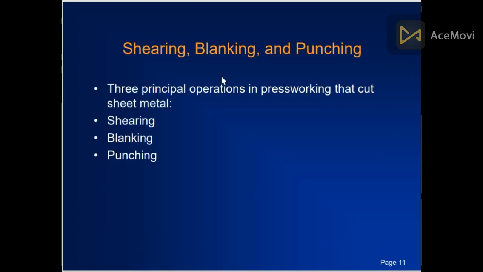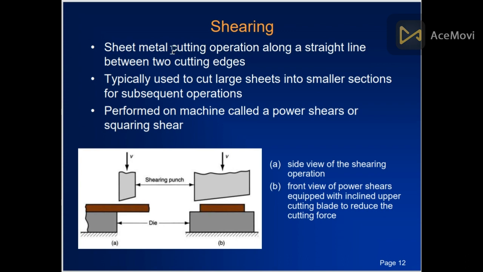Next is shearing, blanking and punching. Basically there are three principal operations in press working that cut the sheet metal. First is shearing, second is blanking, and third is punching. Shearing is a sheet metal cutting operation along a straight line between two cutting edges.